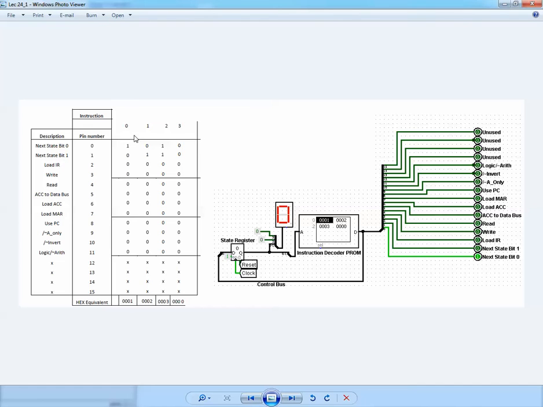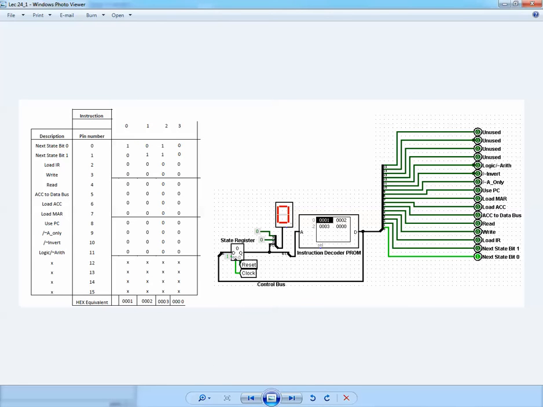The input of this state register are these 2 next state bits. This is why we connected the output from here to the input of the state registers, and this is a 2-bit output. These are 2 bits, so we have taken these 16 bits and we have used only 2 bits.